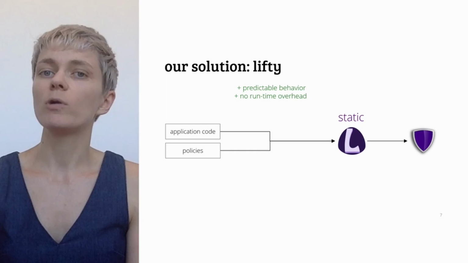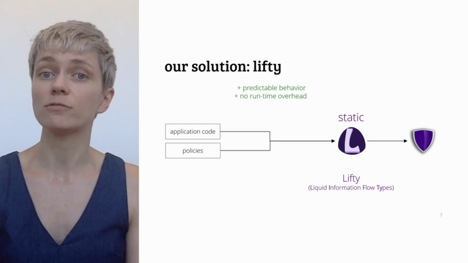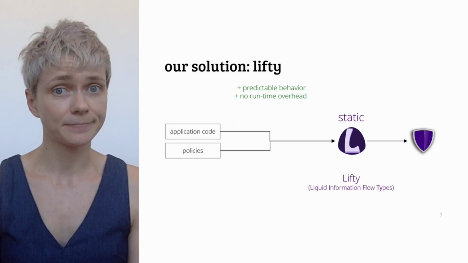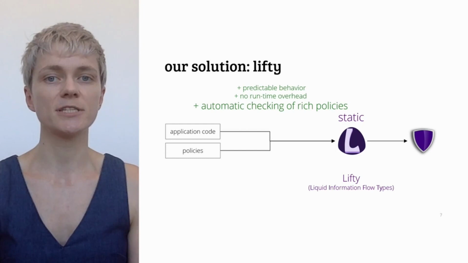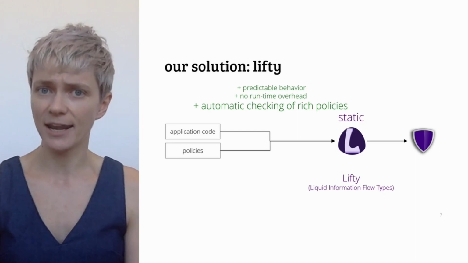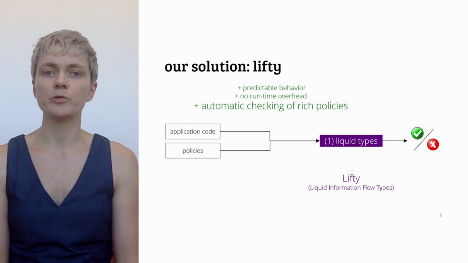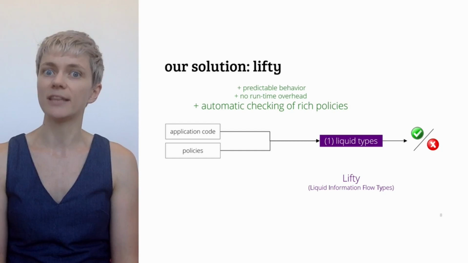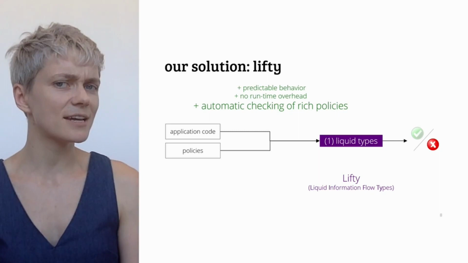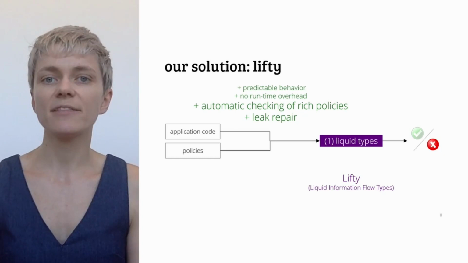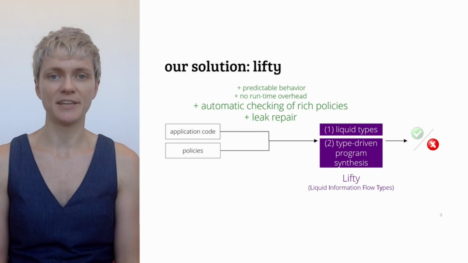In this work, we develop a new IFC framework called LIFTY, short for Liquid Information Flow Types, which combines the best of static and dynamic techniques. LIFTY is a static framework, but unlike existing static solutions, it is able to verify rich security policies completely automatically. To enable this automatic verification, our first contribution is an encoding of IFC into a decidable type system based on liquid types, hence the name. Moreover, when the application code does not satisfy the policies, LIFTY can automatically generate leak patches that make the code provably secure. Our second contribution is a leak repair technique based on type-driven program synthesis.